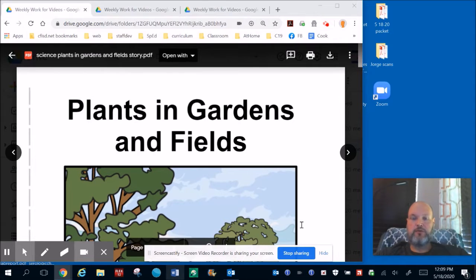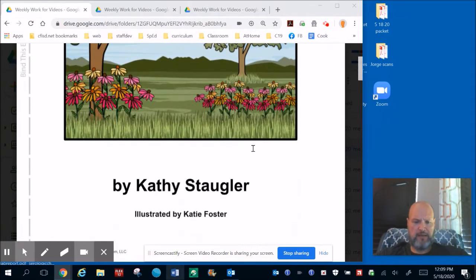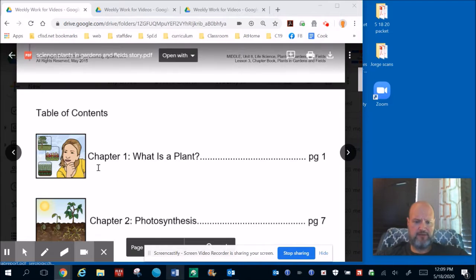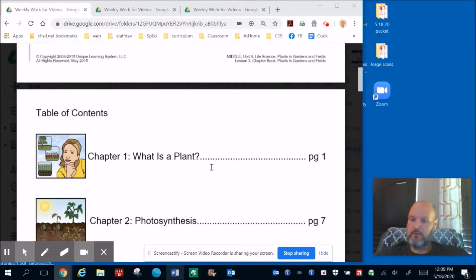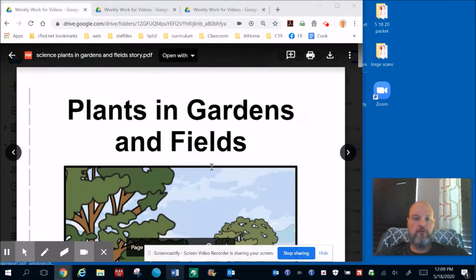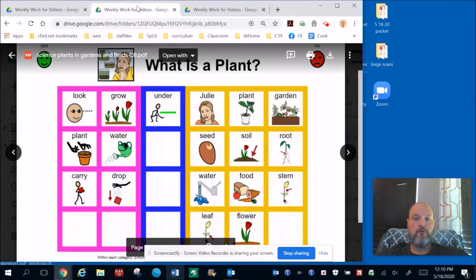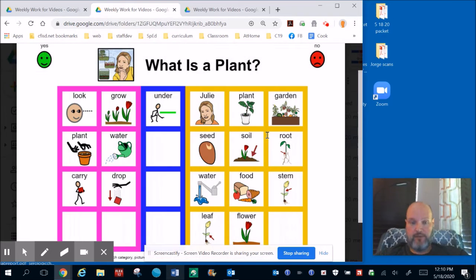We're starting something new in science this week. We're going to start a section called Plants in Gardens and Fields. So we're studying plants, and the first chapter we're going to read is chapter 1. What is a plant? Before we start reading, we're going to go over our vocabulary for what is a plant. These are words that you'll need to know that you'll see in today's science reading.